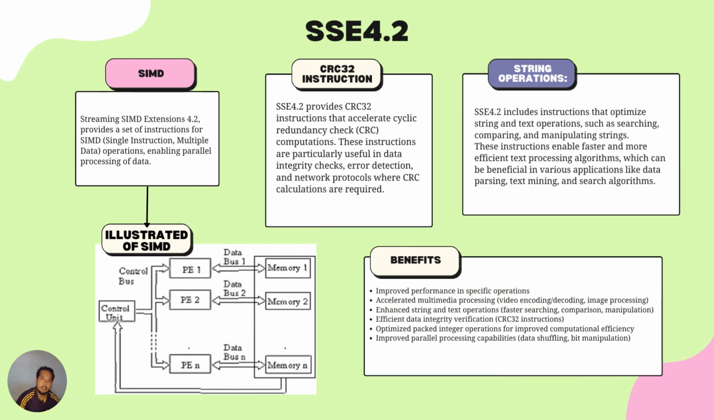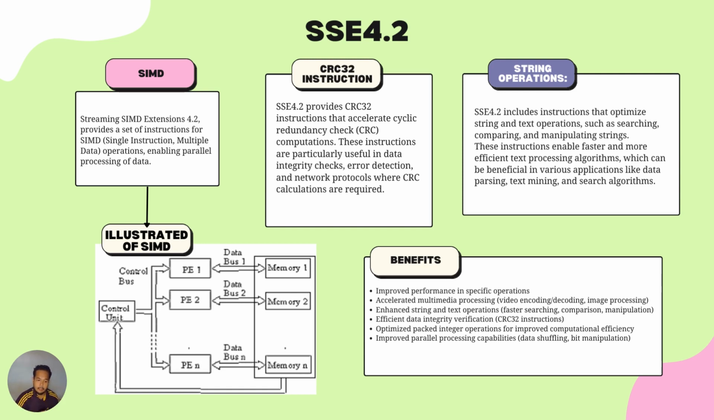So, what made SSE 4.2 different from the previous SSE? With SSE 4.2, they added a couple of new instructions, which are the CRC32 instruction and string operation. The CRC32 instruction provides an instruction for accurate cyclic redundancy check, which is CRC computation. These instructions are particularly useful in data integrity checks, error detection, and network protocols where CRC calculations are required.